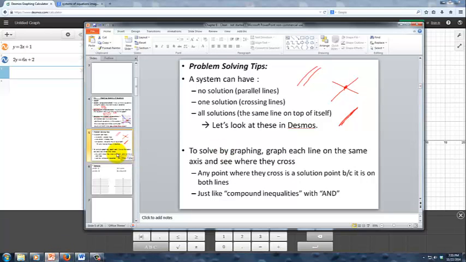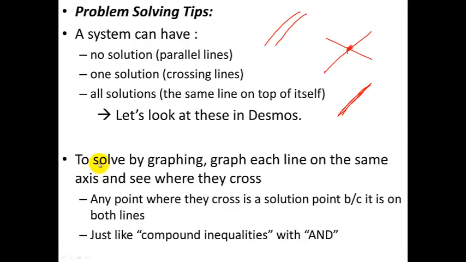Alright, so let's come back over here and finish up with the PowerPoint slide. So how do we solve by graphing? The technique is just like I did there with Desmos. You graph both lines together on the same axis, and you just look and see what point it is that they cross. So any point that they cross is a solution.